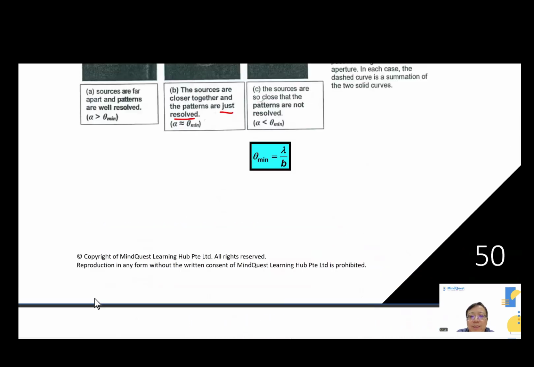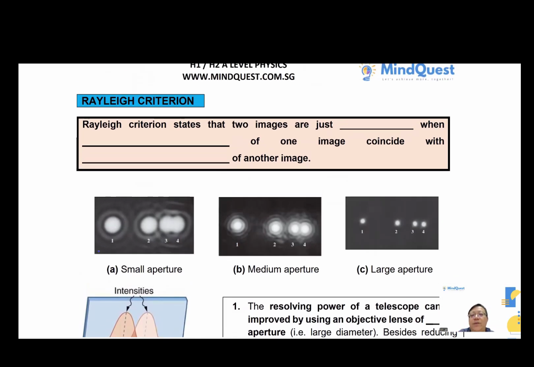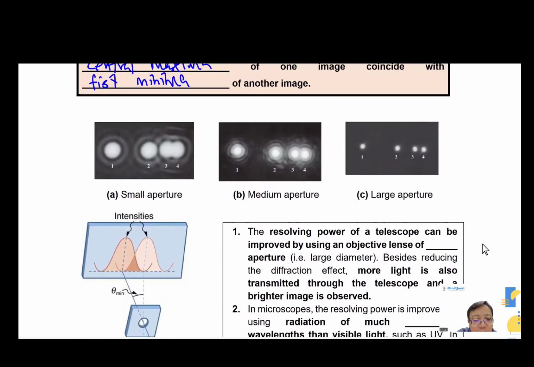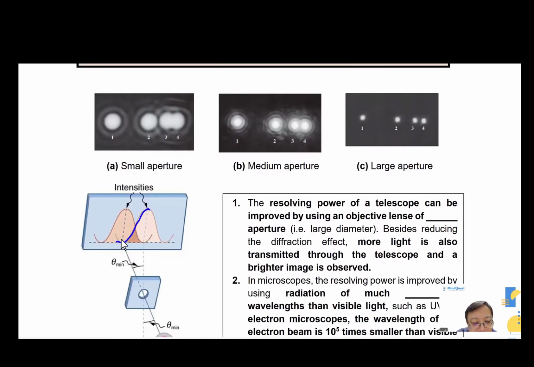And so we come to this very powerful Rayleigh criterion. What is the Rayleigh criterion? It says that two images are just resolved when what? When the central maxima of one image coincides with the first minima of another image. Okay, that's what they're trying to say. For example, there's this one. This is the first minima of blue, right? Coincide with the central maxima of red.